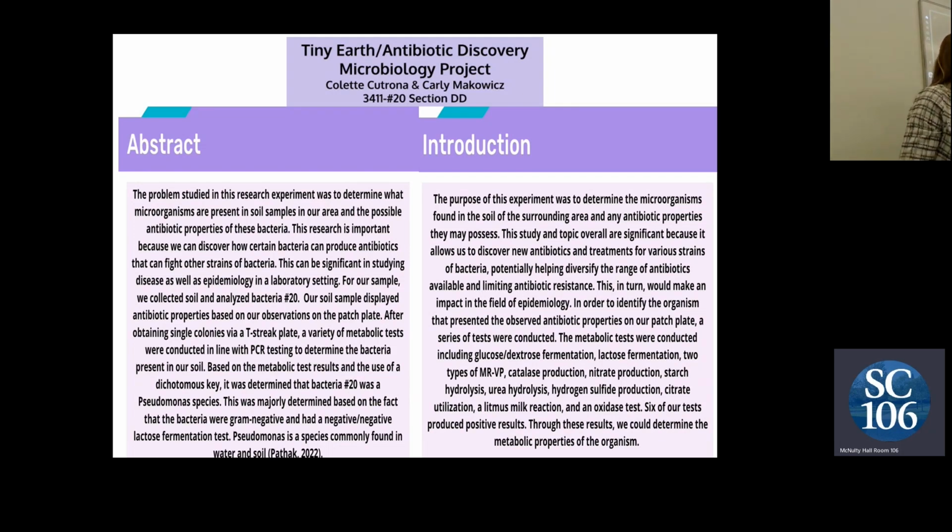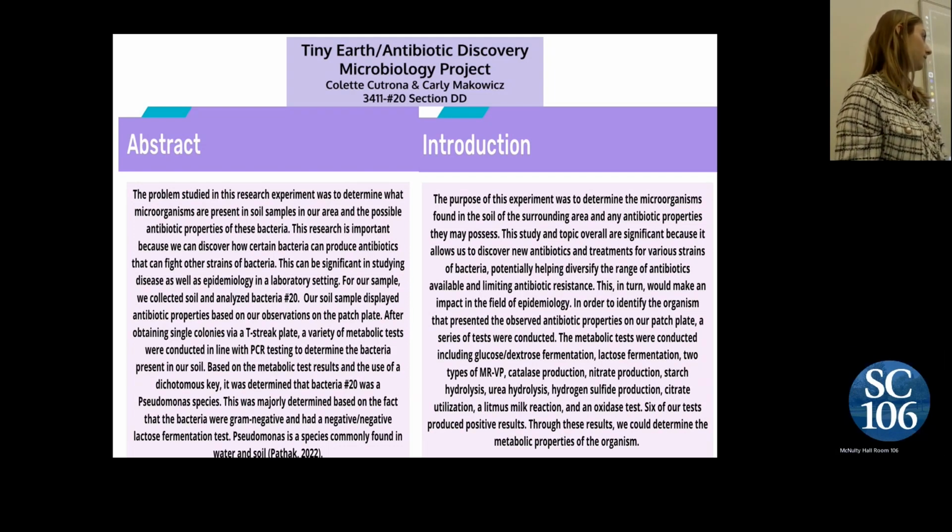So basically when we took our microorganism, we did various tests. We put it on a patch plate, we discovered which one was presenting antibiotic properties, and then we took that one and we did a couple of fermentation tests. We did MRVP, catalase production, nitrate production, starch hydrolysis, urea hydrolysis, and a couple other tests to see how it reacted and what kind of properties it had. Throughout all of our experiments, 6 of them turned out to be positive.